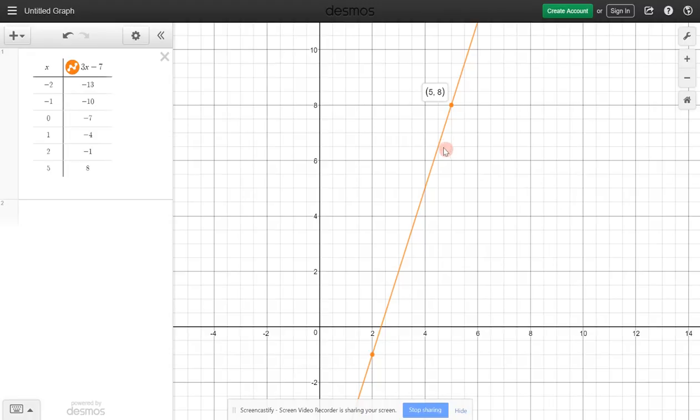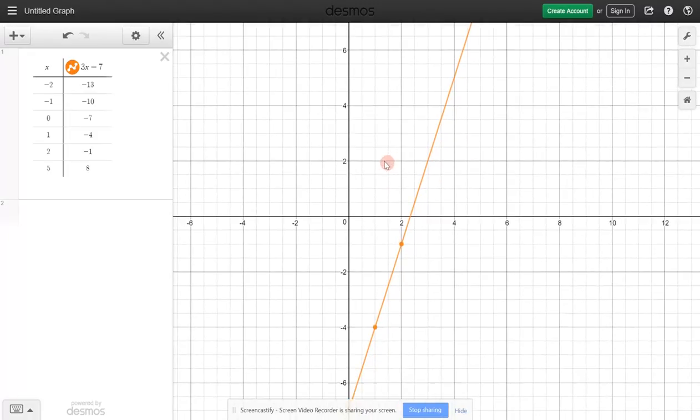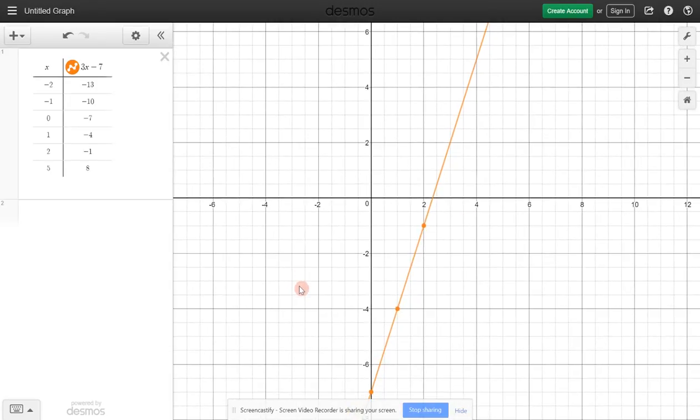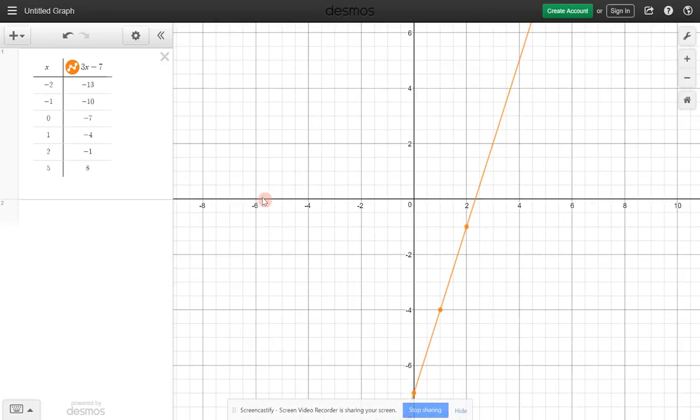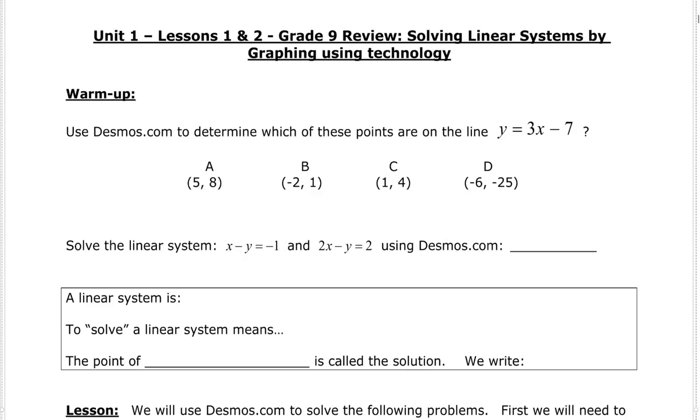What about C? So C says 1 comma negative 4. Sorry, 1 comma positive 4. Well, as you can clearly see, at x equals 1, the y value is a negative 4, not a positive 4. Okay, so C is not a point on the line. And D is negative 6 and negative 25. Negative 6 is here, and negative 25 is further down in the graph. I could zoom out and scroll down a little bit, or I could just type in negative 6 into my table of values for the x value, and it will tell me that negative 25 is the y value. So I can conclude that points A and D are 2 points that are on the line y equals 3x minus 7. B and C are not.